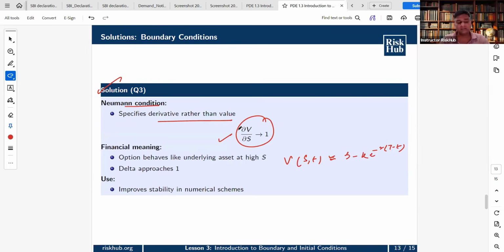In risk management, this matters because delta tells us how much stock exposure the option creates, right? It improves stability in numerical systems, right? Okay.